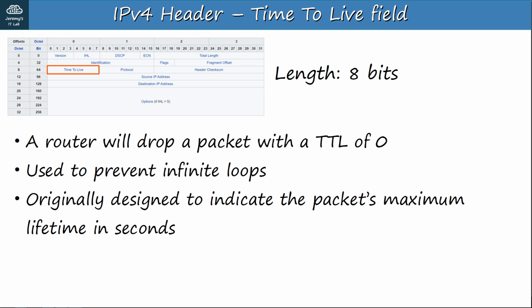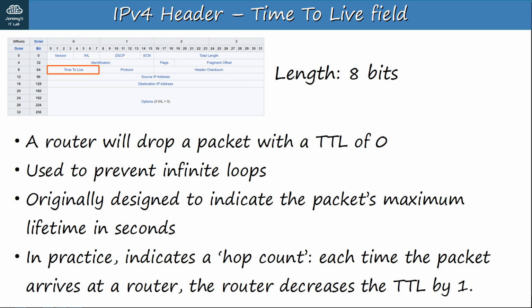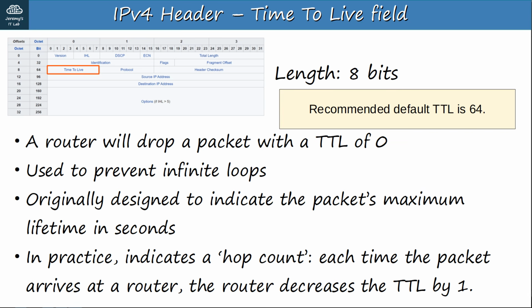This feature was originally designed to indicate the packet's maximum lifetime in seconds. In practice, however, this actually indicates a hop count. Each time the packet arrives at a router on the way to its destination, the router decreases the TTL by 1 until the packet reaches its destination, or the TTL reaches 0 and the packet is dropped. The current recommended default TTL is 64.